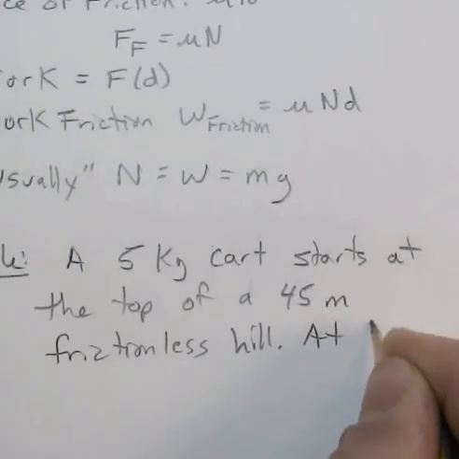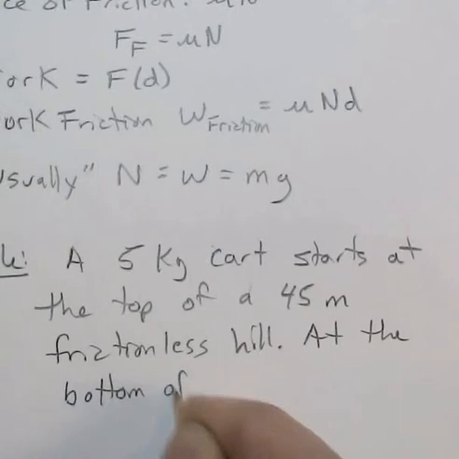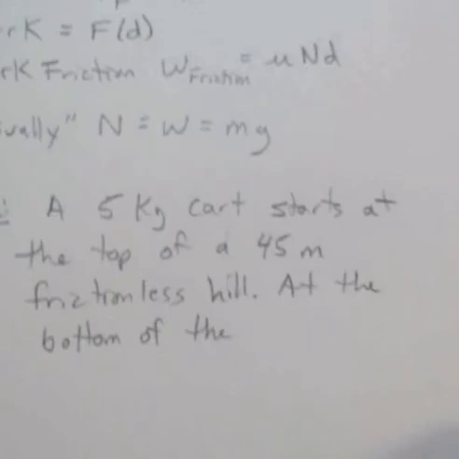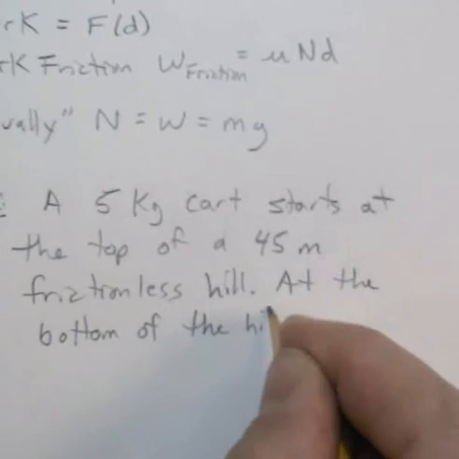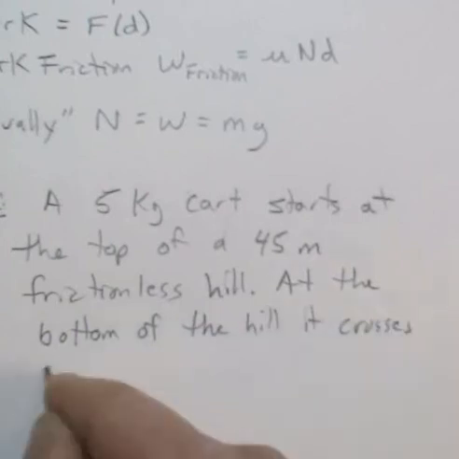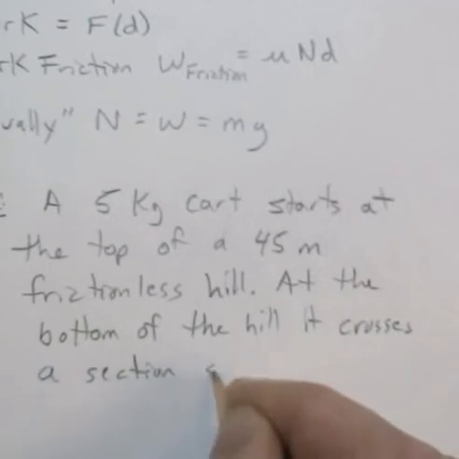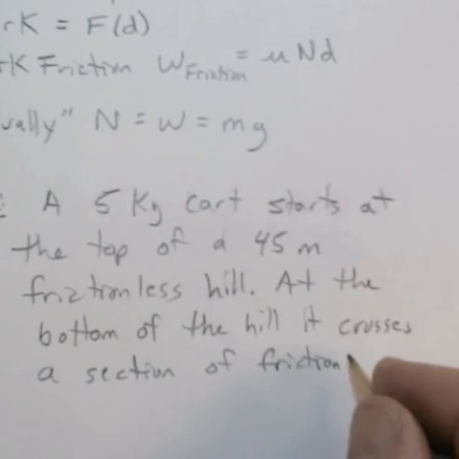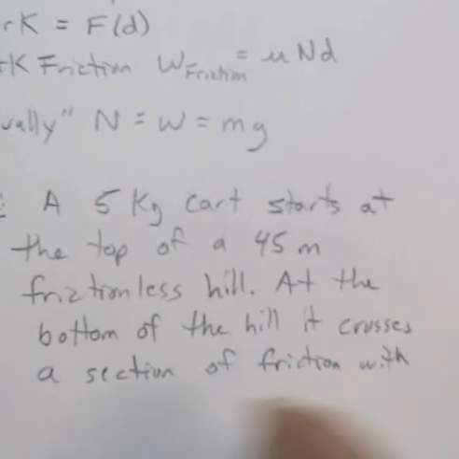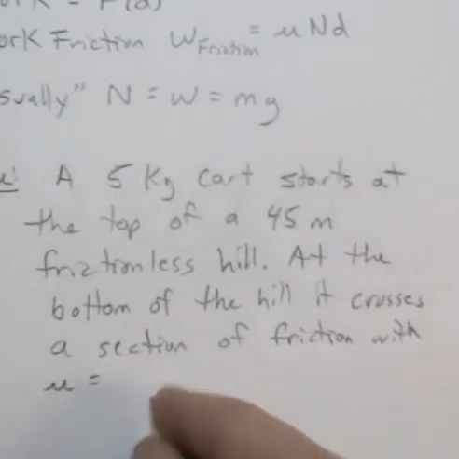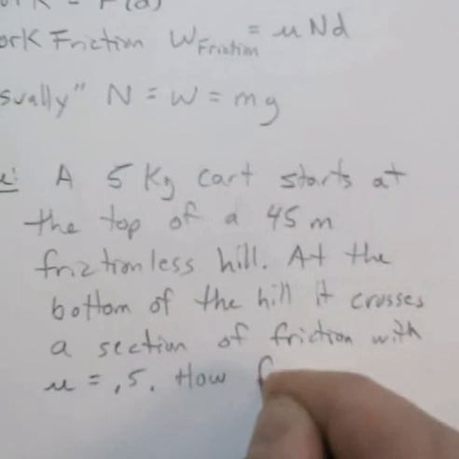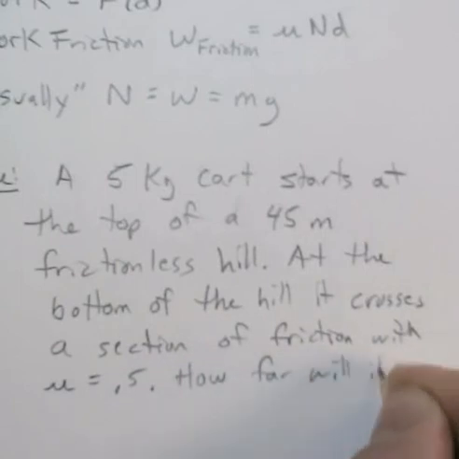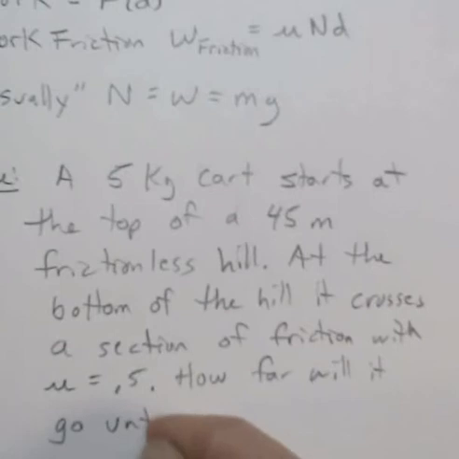At the bottom of the hill, it crosses a section of friction with mu equal to 0.5. How far will it go until it stops?